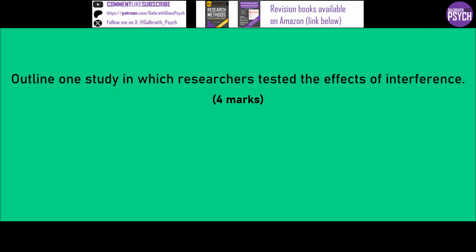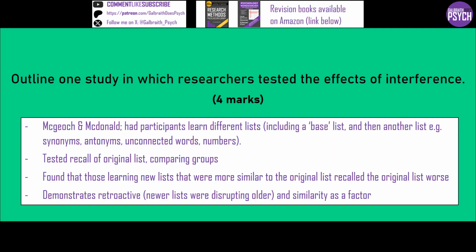Outline 1 study in which researchers tested the effects of interference. Now, there are no key studies on the spec for interference, but you'll be expected, as with pretty much every other topic, to be aware of studies in the area. So you can pick, but for this, it makes sense to break it up into the procedure and the findings. So I've gone with the McGeoch and MacDonald study.